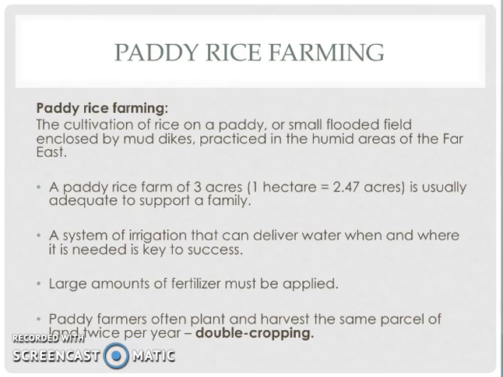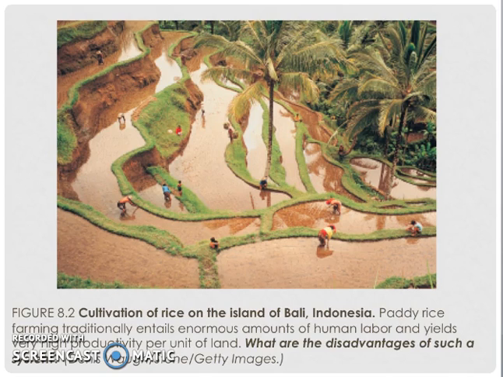Sometimes large amounts of fertilizer must be applied. Other times natural fertilizers are used, so fertilizer must be applied, but not necessarily chemical fertilizers. Paddy farmers often plant and harvest the same parcel of land twice per year, double cropping. It's quite different from most agriculture in North America. Here you see a picture of paddy rice farming in Bali, Indonesia. It traditionally entails large amounts of human labor, but yields very high productivity per land unit. And we can ask ourselves what might be the disadvantage of such a system.